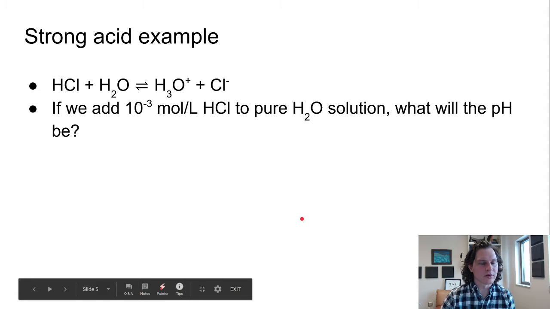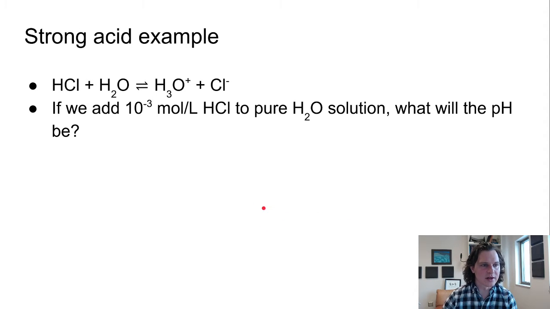So let's go ahead and work through a strong acid example. We're just going to work through the hydrochloric acid example. So we add hydrochloric acid to solution, and it forms hydronium ions and chloride ions. If we add 10 to the negative 3 moles per liter of hydrochloric acid to a pure water solution, what will the pH be?